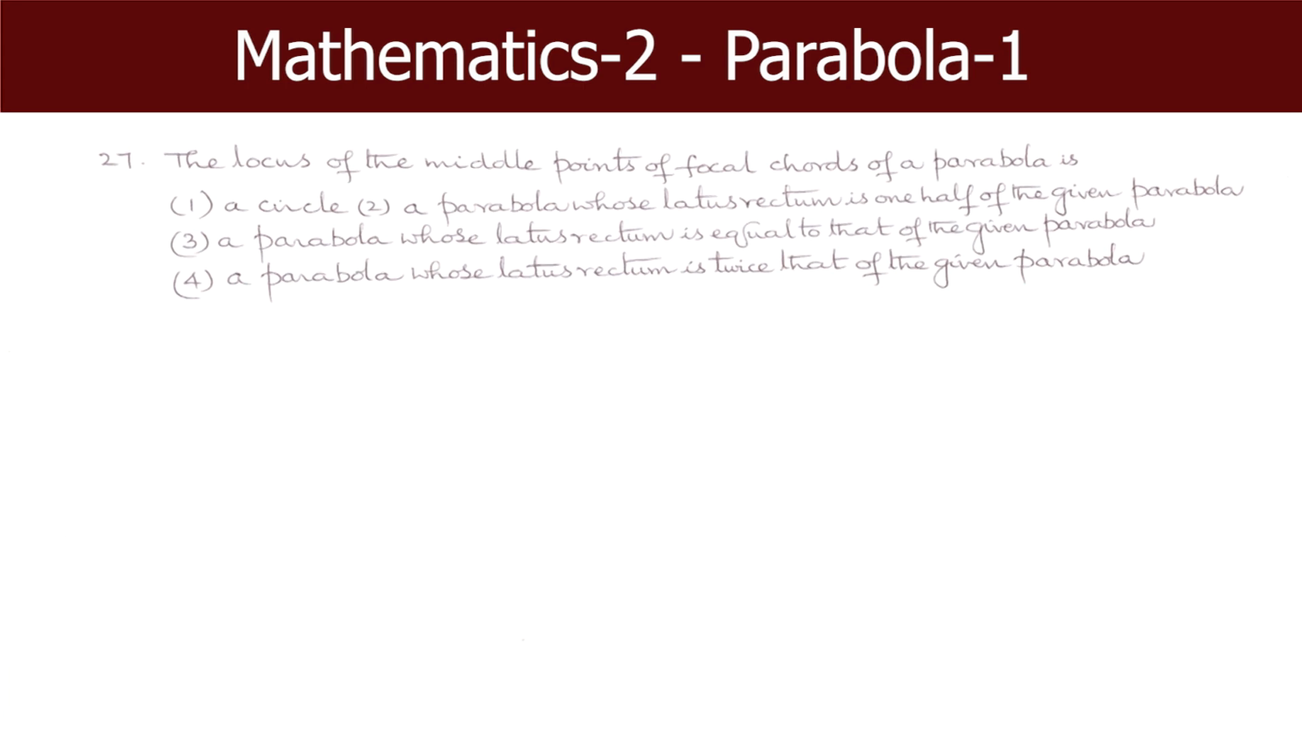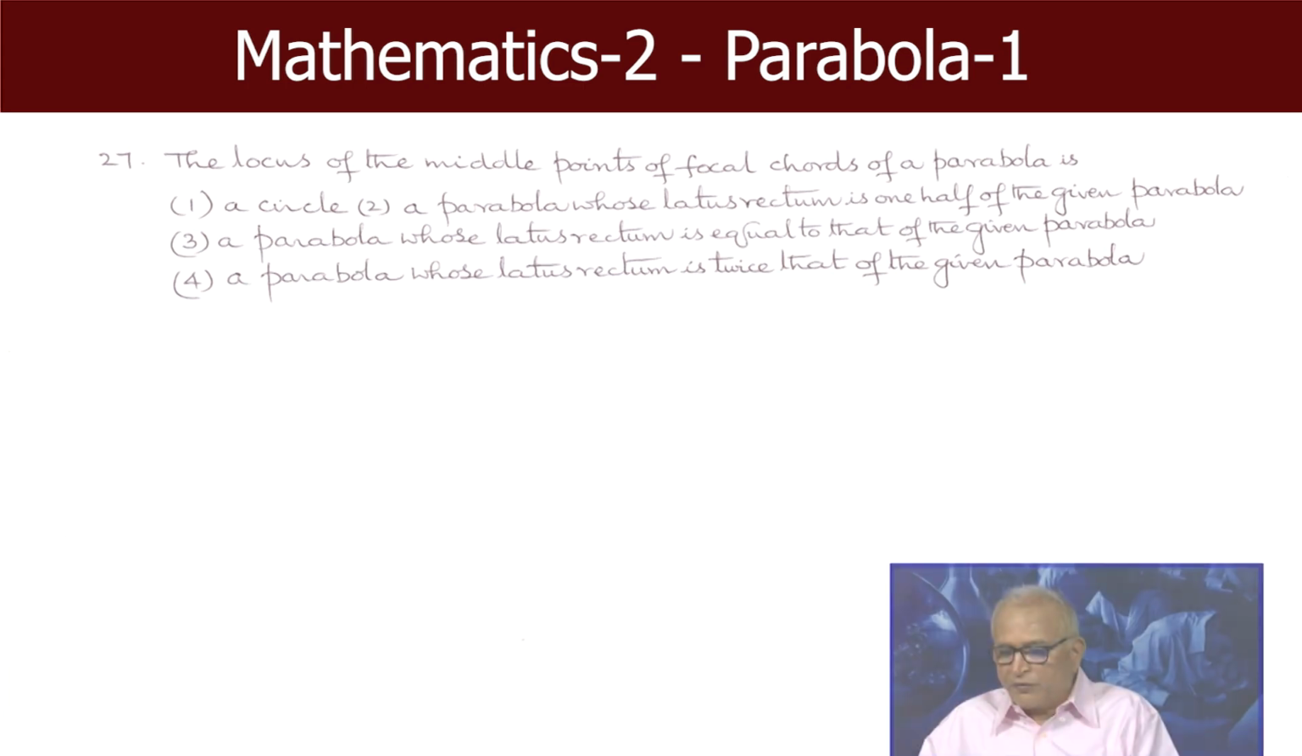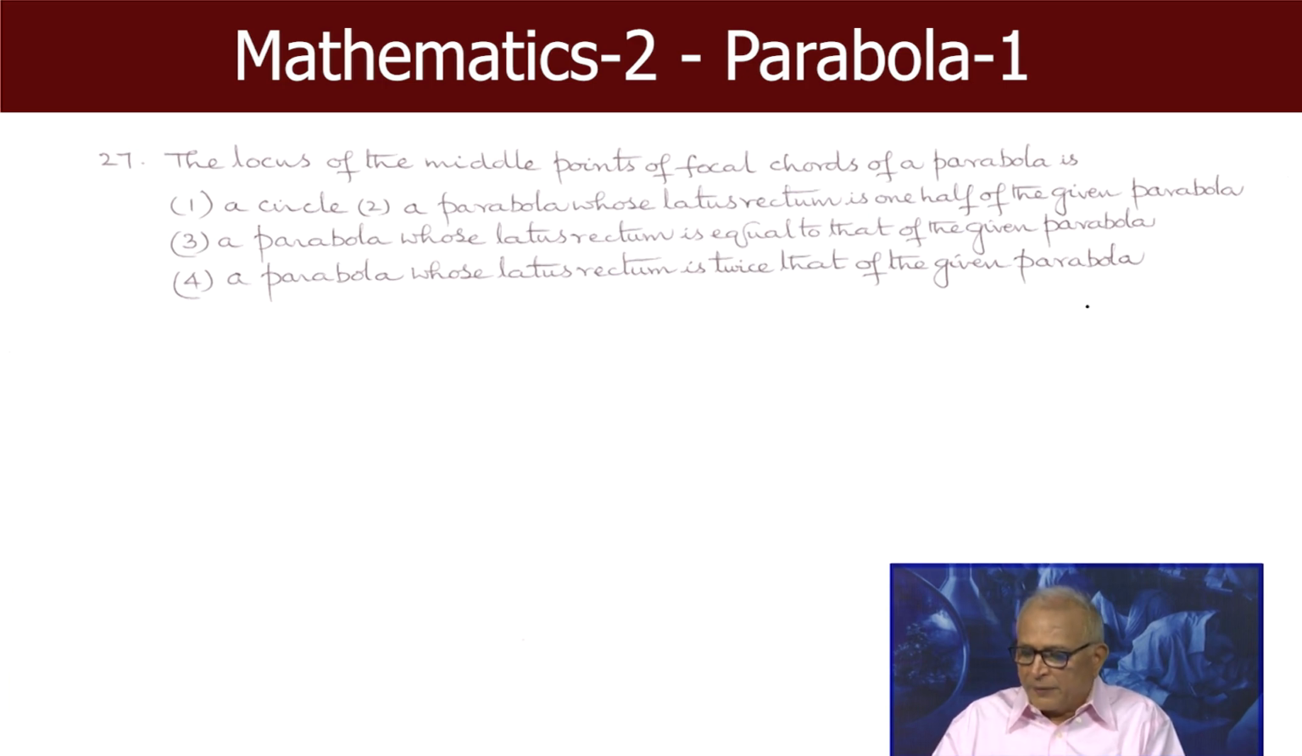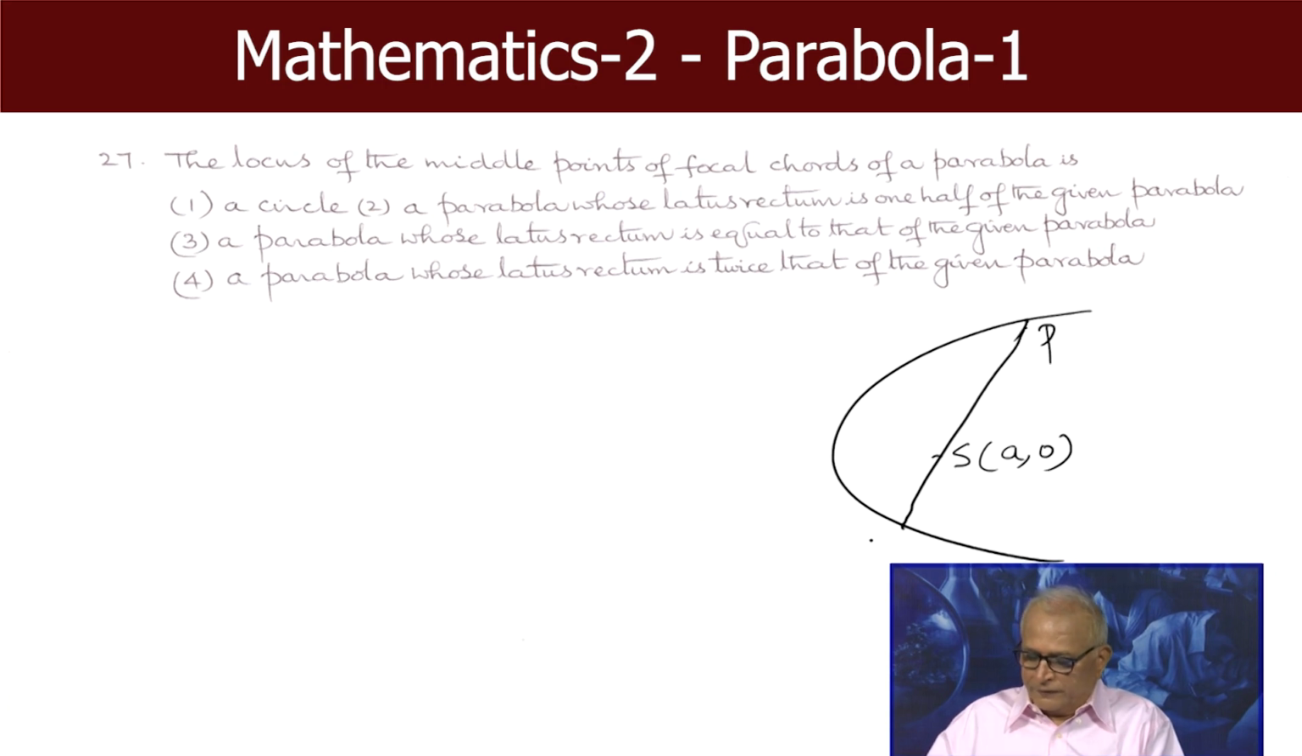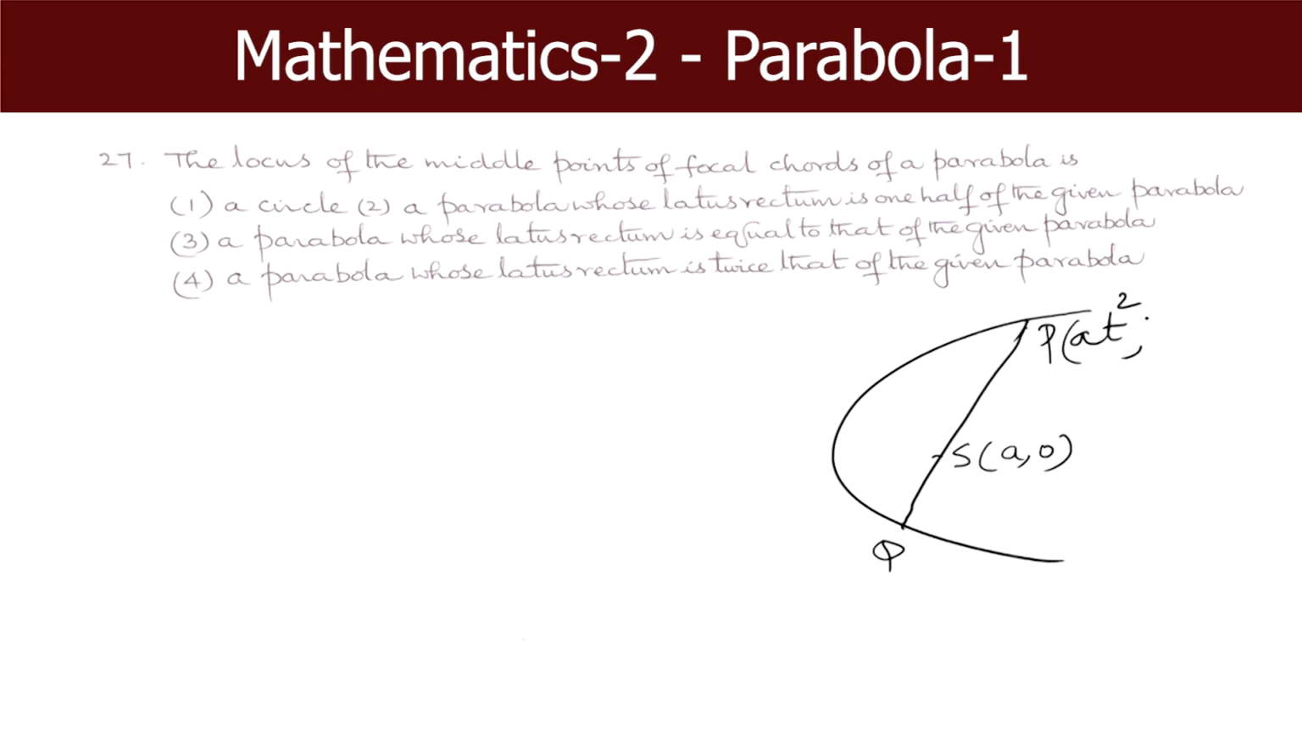Next, 27. The locus of the middle points of the focal chords of a parabola. Locus of the middle points of a focal chord of the parabola. Here is the focal chord S A0. This is the PQ. Okay. Focal chord. The extremities of the focal chord can be taken as At square, 2At, and this of course the other extremity given by the parameter minus 1 by t, A by t square, minus 2A by t.